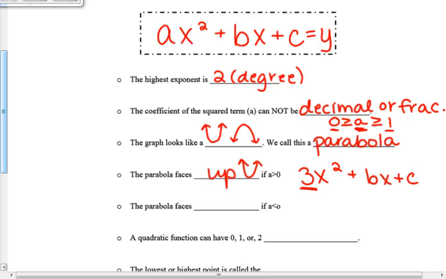Likewise, the parabola faces blank if a is less than 0. Well, if a is greater than 0, it goes up. It would go down for a less than 0. It looks like a frowny face. A less than 0 would be something like if I had negative 2x squared. So pretty much if you've got a positive, it's going to be an upward facing U. If you've got a negative, it's going to be a downward facing U. Pretty simple.